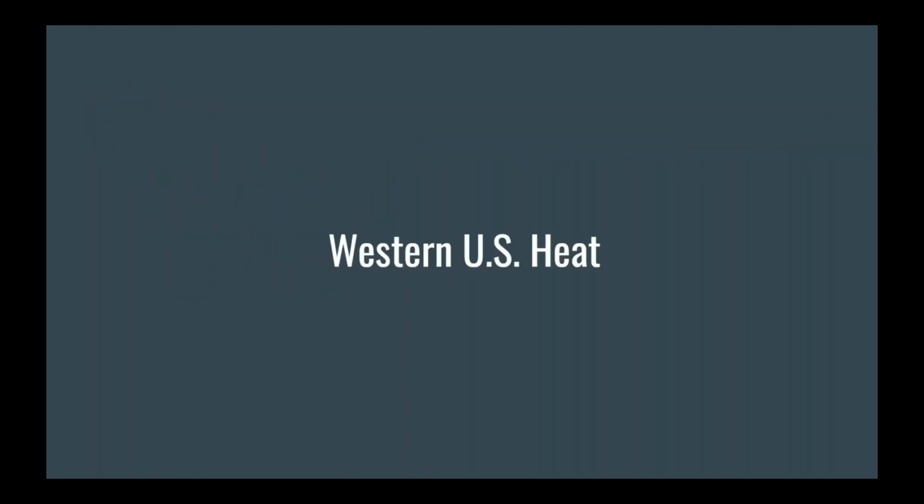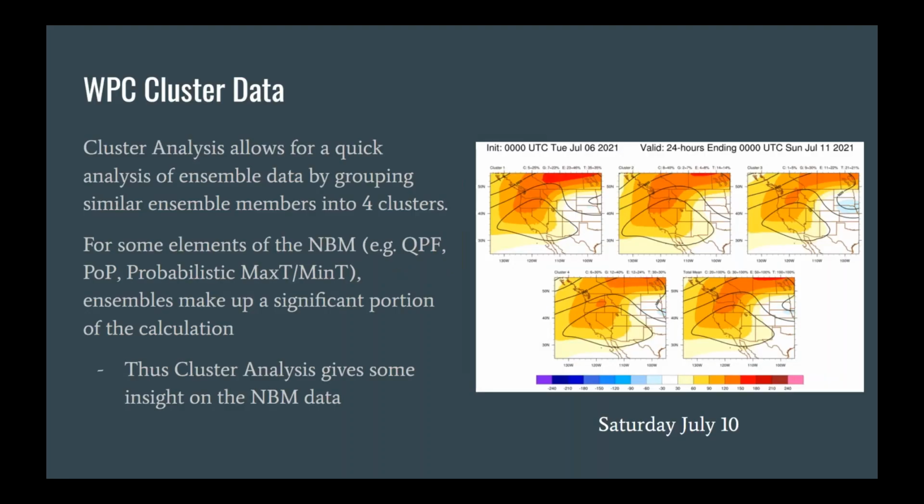So we're going to start first with the Western U.S. heat event. Hopefully a lot of you are using some of this cluster analysis data. If you haven't, it's a very good resource to look at all the ensemble data in a very simplified view. It groups similar ensemble members into 4 clusters, and these images usually show a mean of all together. These clusters really help to break down, not necessarily the most likely, because they give you percentages for each one, but what are the potential outcomes for the synoptic patterns and QPF and other things.